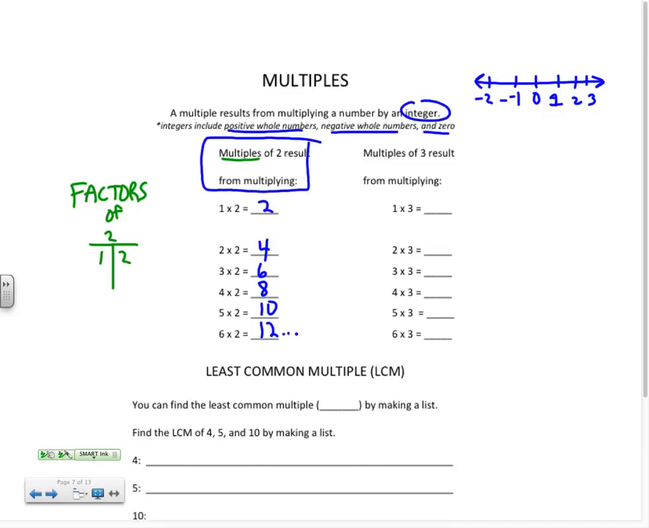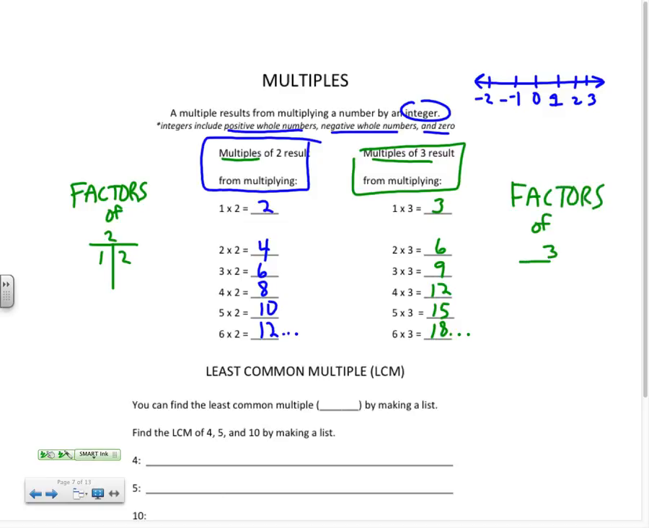Okay, multiples of 3 result from multiplying 1 times 3, which is 3, 2 times 3, which is 6, 3 times 3, which is 9, 4 times 3 is 12, 5 times 3 is 15, 6 times 3 is 18, and this list would continue on and on. Comparing multiples of 3 to factors of 3, we can see again that factors of 3 are limited, and the factors of 3 are 1 and 3.